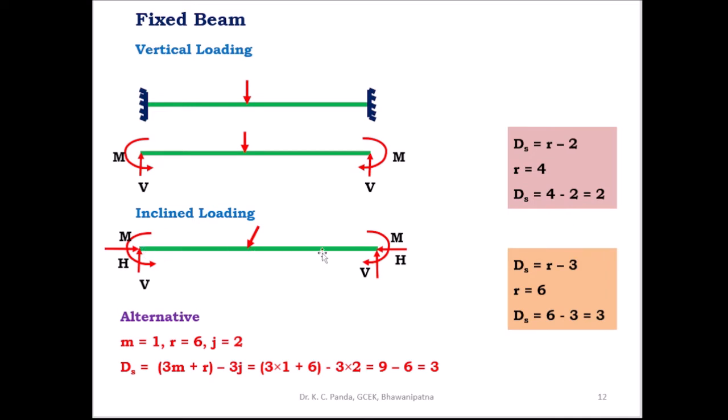So here there is one member, the total number of reaction components is equal to 6, and the joints j is equal to 2. By using these values in this expression you can find the degree of static indeterminacy. So 3 into 1 plus 6 minus 3 into 2. So 3 plus 6 is 9, 3 into 2 is 6, 9 minus 6 is equal to 3. So this is the degree of static indeterminacy of the fixed beam. So this is also an indeterminate structure, with 3 degrees of static indeterminacy when the load is acting in the inclined direction.